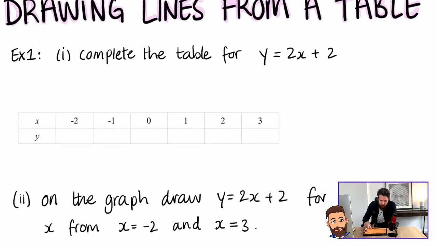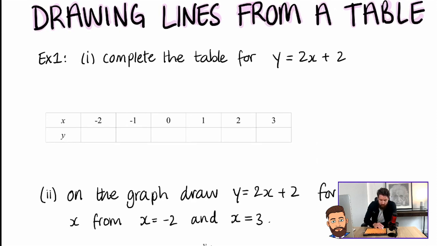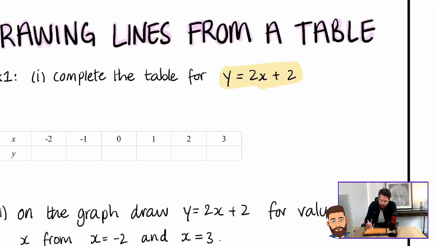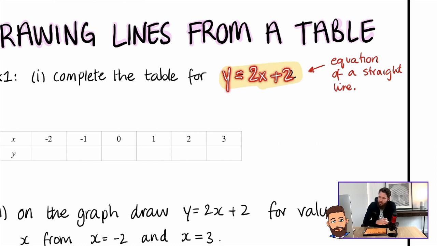Well, the first thing we should do is just explore what example 1 is asking us. It says complete the table for y equals 2x plus 2. So this is the equation of our straight line, which we are going to go into more in further lessons. But that is the equation of a straight line. So we'll just add that note. It's the equation of a straight line. And as you can see, what does it say? It says y equals 2x plus 2.